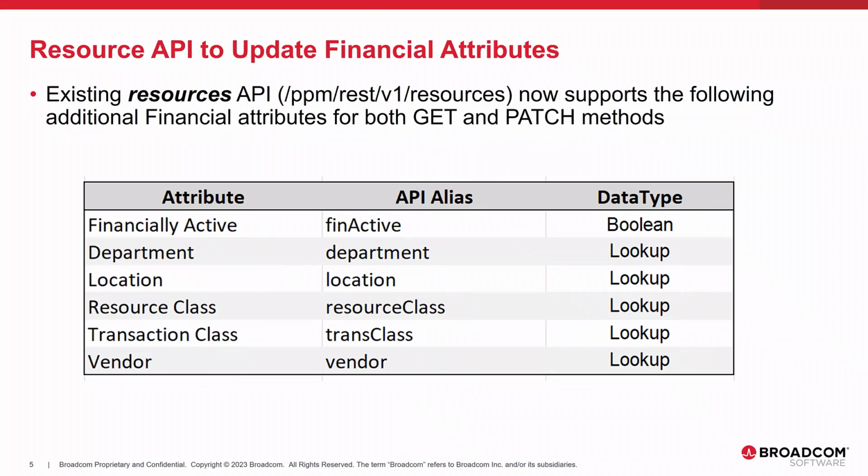Starting this release, the Resources API supports additional financial attributes, namely financially active, department, location, resource class, transaction class, and vendor for both get and patch methods.